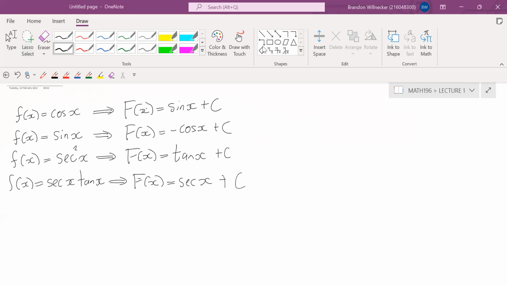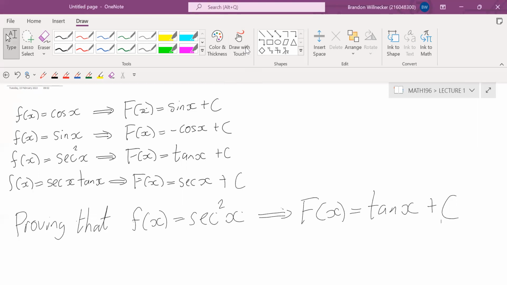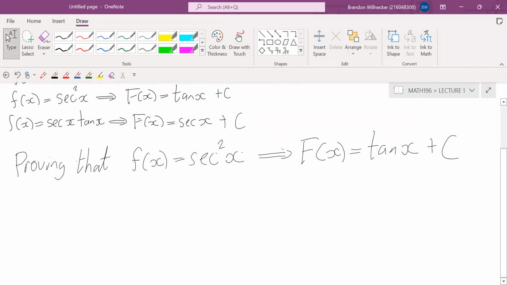Okay, so let's start off with the antiderivative of sec squared of x. If we're given the function sec squared of x, then we need to show that the antiderivative, capital F of x, is given by tan of x plus c. So how do we prove that this is the antiderivative? Well, we need to show that the derivative of capital F, the derivative of tan, gives us sec squared of x. We want to show this going backwards.